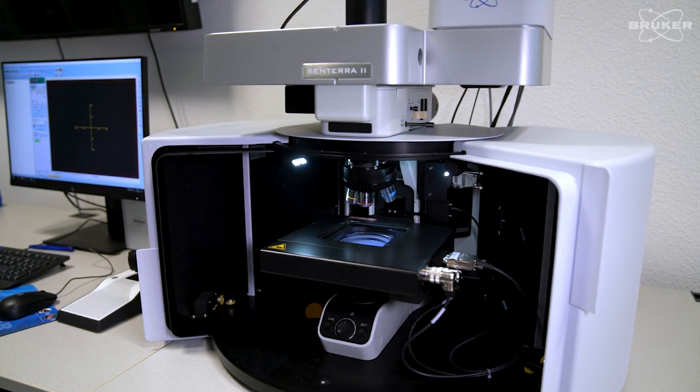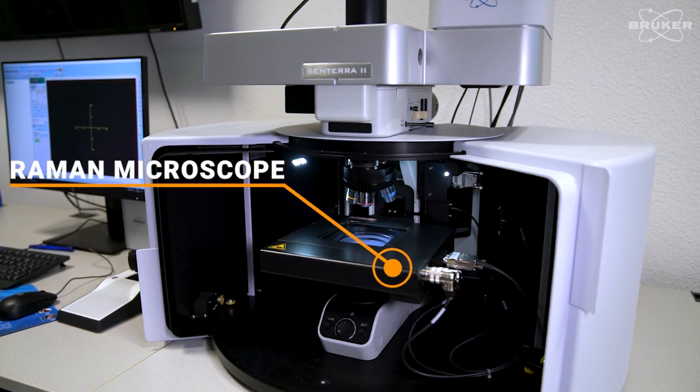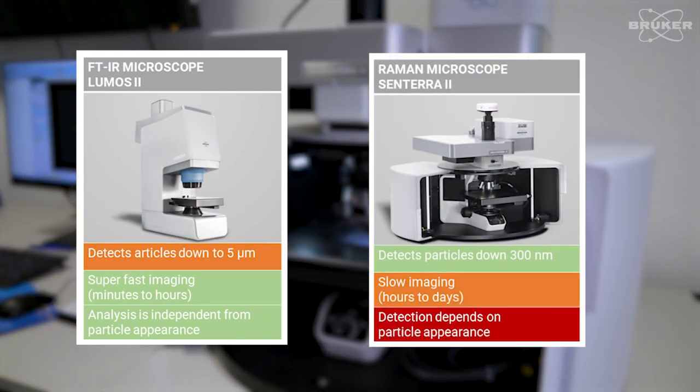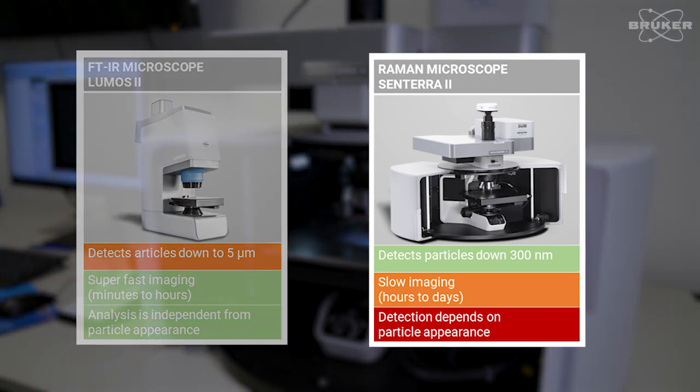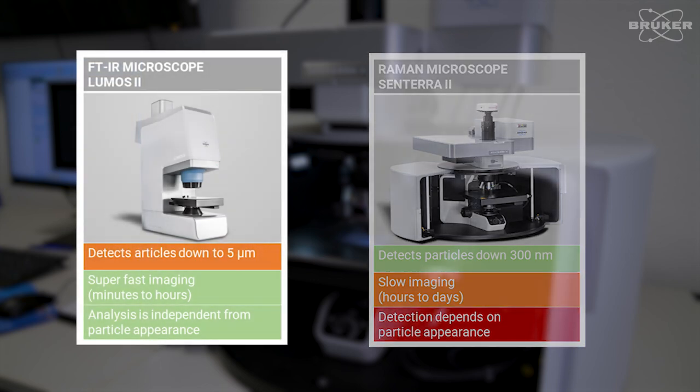In this video, we showcase the use of Raman microscopy to detect such particles. But both infrared and Raman microscopy are very suitable techniques to analyze particles, each with their individual strengths and weaknesses. While Raman can access the smallest of particles down to the nanometer range, it suffers from long measurement times and reliability in particle detection. And while infrared microscopy can't go lower than roughly 5 micrometers of particle size, it offers amazing measurement speeds and exceptional particle detection confidence.